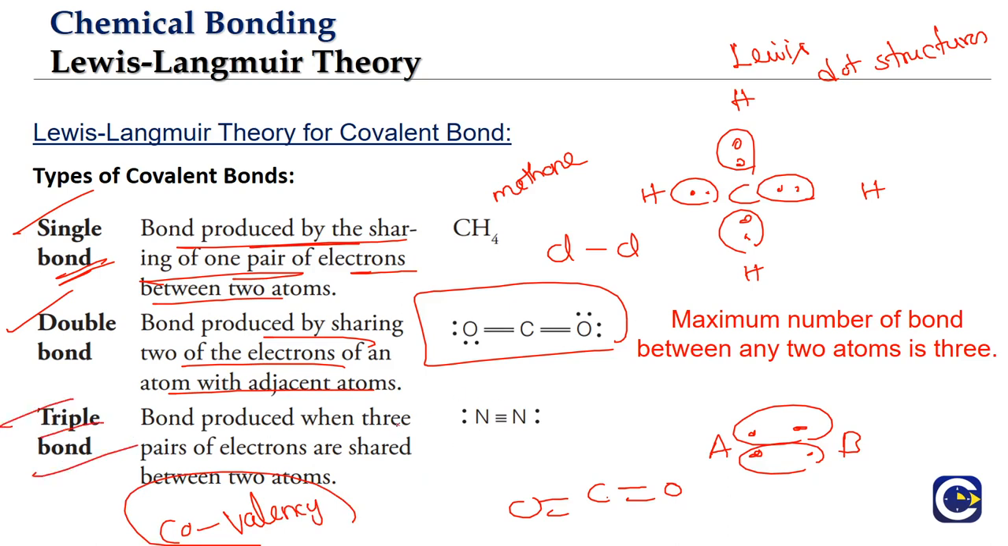Then we can have a triple bond. If each of the atoms contributes 3 electrons, totally we will have 3 shared pairs of electrons. An example for this is diatomic nitrogen. In the N2 molecule, there will be a triple bond between both the nitrogens. And you may have a doubt: why not 4, why not 5? The maximum number of bonds between any two atoms will be only 3.